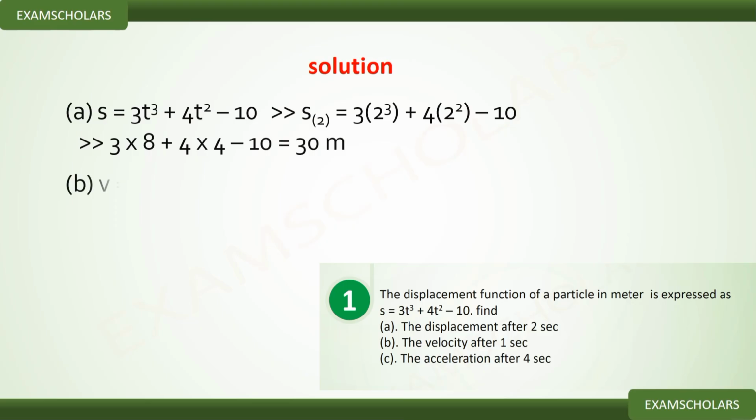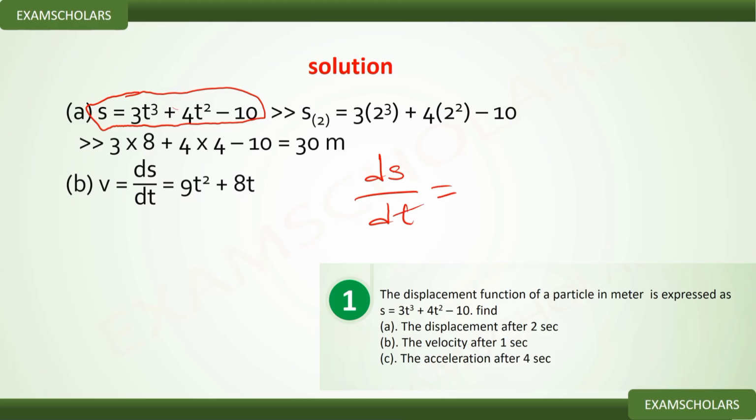So the second question, we have to find v, the velocity. Now, we all know that v equals ds over dt. Let me show you if you don't understand how we got 9t squared plus 8t. It's very simple. Differentiate this with respect to t. So ds over dt. Don't forget, you bring down this power, 3 times 3, and you reduce the power by 1, 3 minus 1.